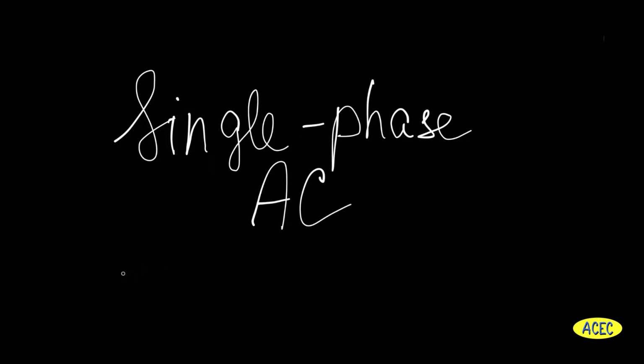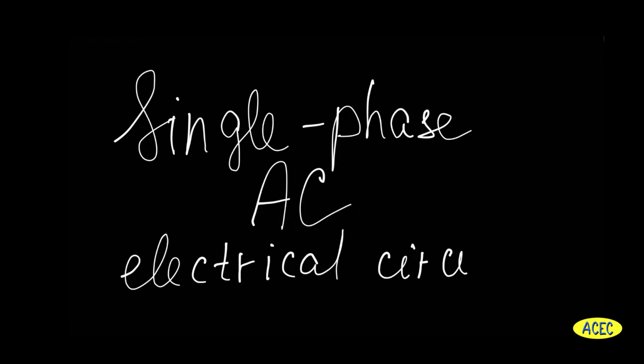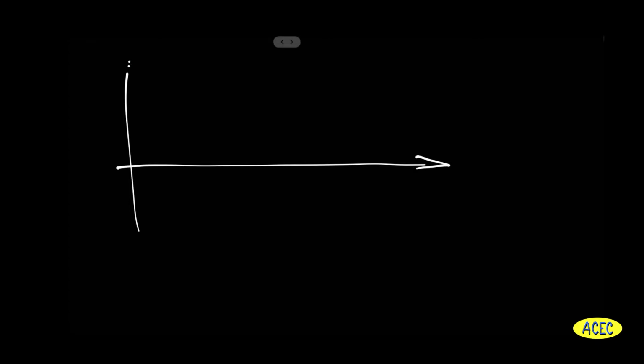This time we will talk about single-phase AC electrical circuits. AC means alternating current. Previous videos were about DC, direct current, and now we are going to talk about alternating current. First of all, let's understand what alternating current means. The best and fastest way to understand what an alternating signal means will be the following graphic.